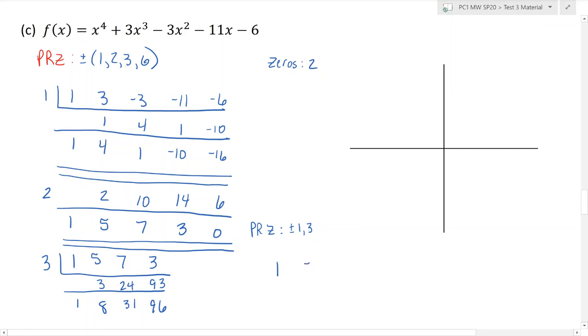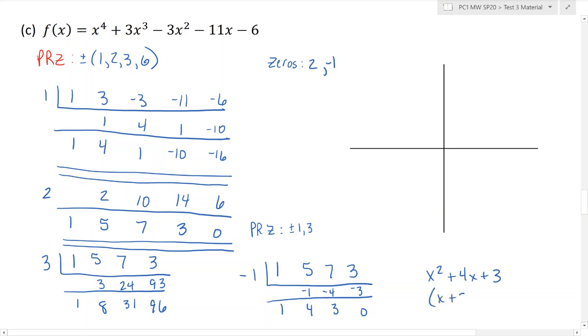So I'm going to rewrite this here. 1, 5, 7, 3. I'm going to try a -1. 1, -1, 4, -4, 3, -3, 0. So we found yet another 0 of -1. So zeros of 2 and -1. I'm left with a quadratic of x squared plus 4x plus 3.